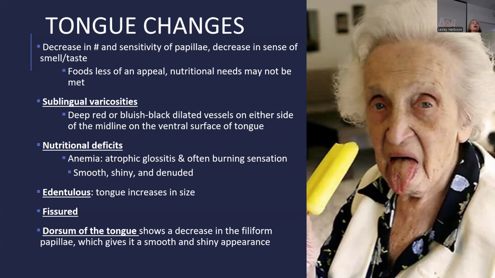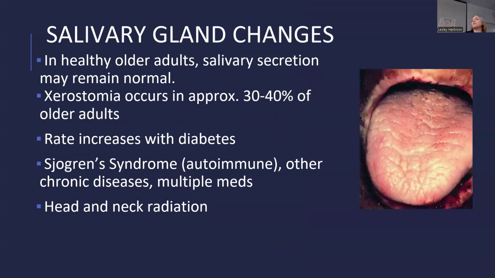The tongue can almost appear to grow in size if they have no teeth, but I think it's more of just a spreading out of the muscle, like the tongue just sort of spreads out. A fissured tongue, that can certainly happen, especially if they have chronic dry mouth. Deeper fissures in the tongue, like that looks like a crack, especially down the middle and off to the side. The dorsum of the tongue can show a decrease in the filiform papilla, like I said, which gives that smooth, shiny appearance. So the tongue can change and does change as people get older. So there's some fissuring there.